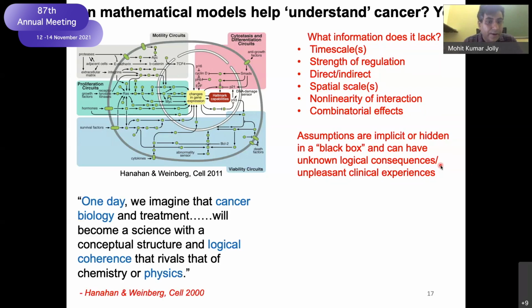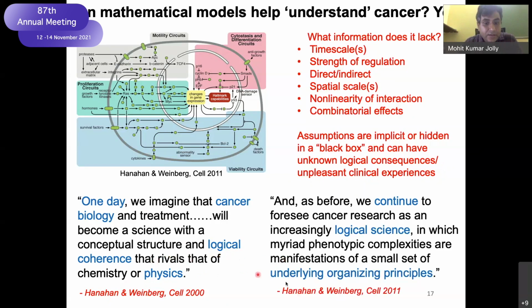I would end with these 2 statements, which are the last sentences of the most famous reviews written in the field of cancer biology, Hallmarks of Cancer by Hanahan and Weinberg. This is 20 years ago. So they collated the common features across different cancers and said that, sure, we have these common features, but we are still far away from a logical coherence that rivals that of chemistry or physics, where developing mathematical models and doing experiments goes in a very iterative manner. Unfortunately, that's not the case in cancer biology, at least as of today.